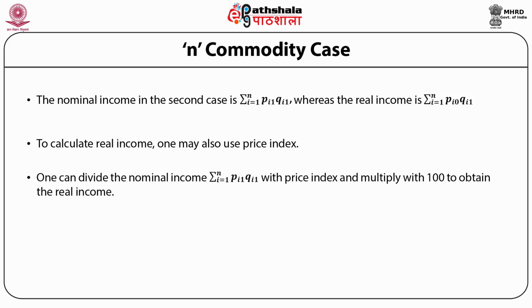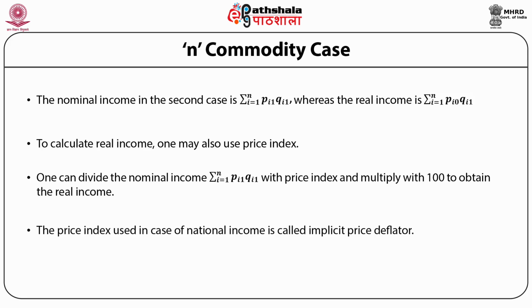For instance, one can divide the nominal income Pi1 Qi1 by the price index and multiply by 100 to obtain the real income. The price index used in the case of national income is called the implicit price deflator. We will further talk about it while discussing the various concepts of national income. Due to technical difficulties in the measurement of national income using constant prices, the implicit price deflator is a more convenient way to calculate real national income.